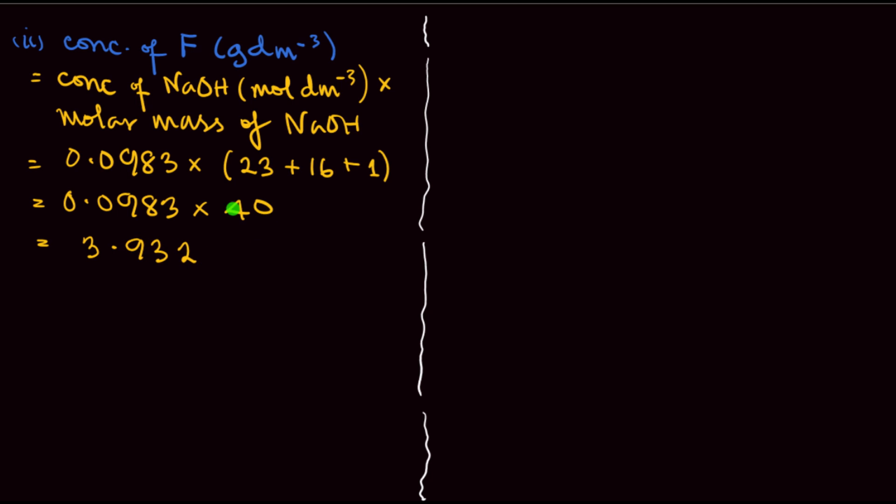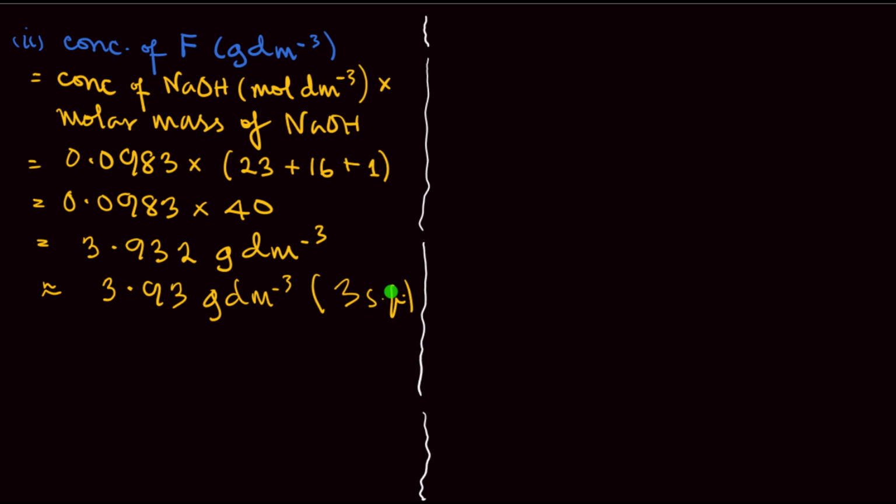3.932. Remember, the unit of this is grams per dm cube, but your value must be in 3 significant figures. So this will be approximately 3.93 grams per dm cube in 3 SF. Alright, you're making progress. Go on to the next question.